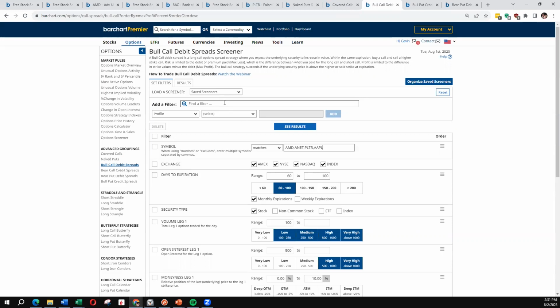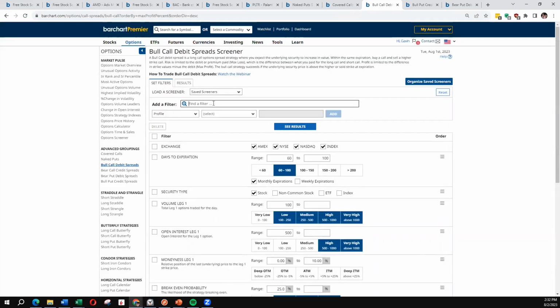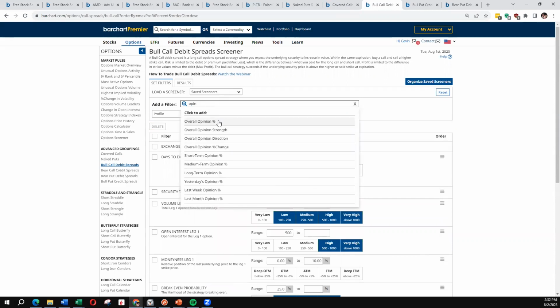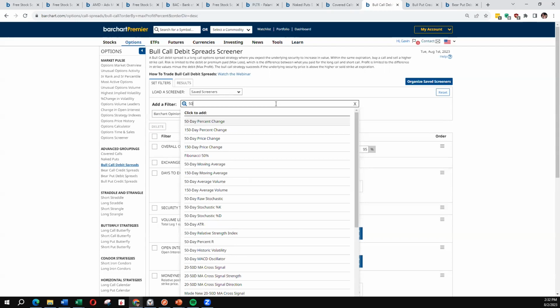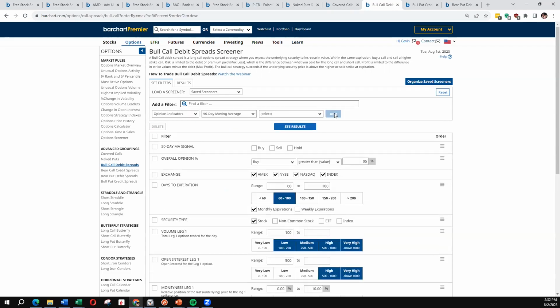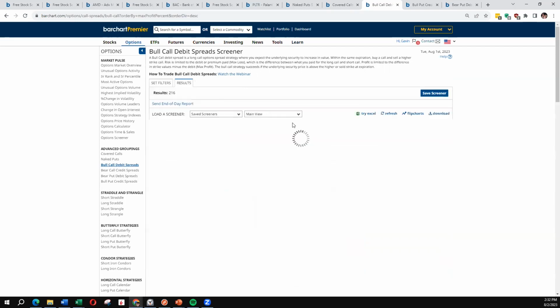One other thing we could do, instead of filtering for the symbols, we could actually add some of those parameters from our stock screener. Some of those are available here in the option screeners. So you could say, I want the overall buy rating to be above 95%. We could also potentially add that 50-day MA signal. So we may actually be able to remove a step here without having to actually use the stock screener. We'll just see what these results look like.